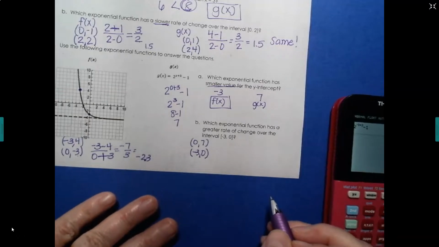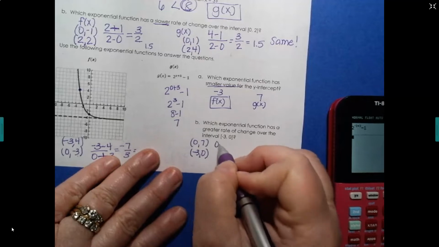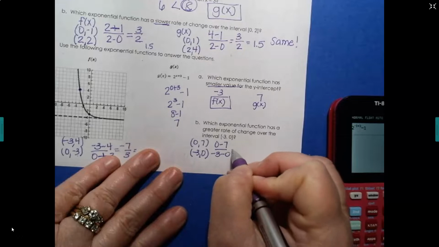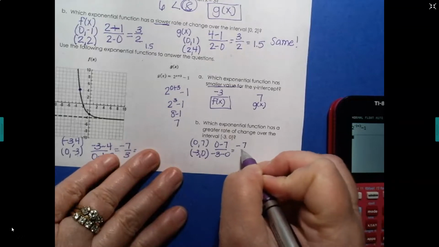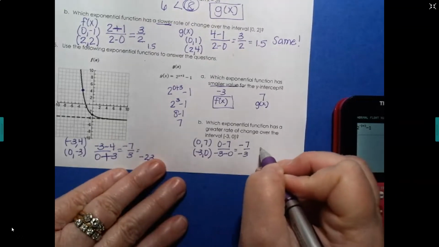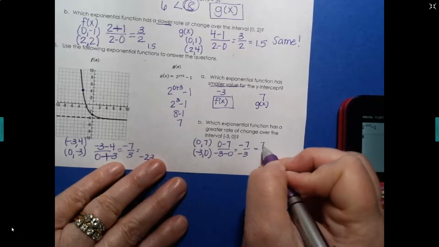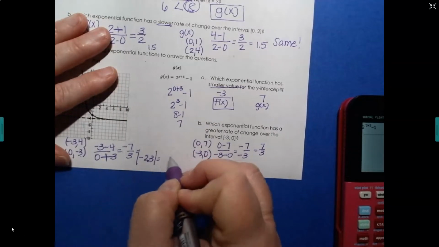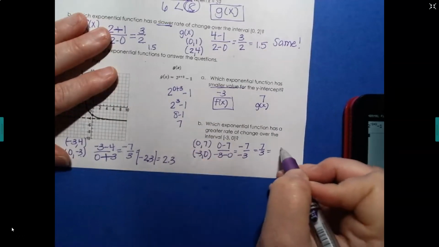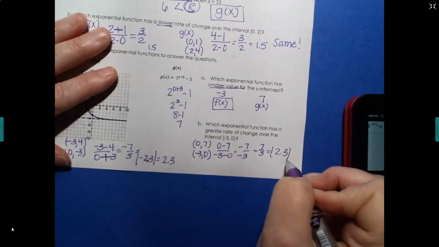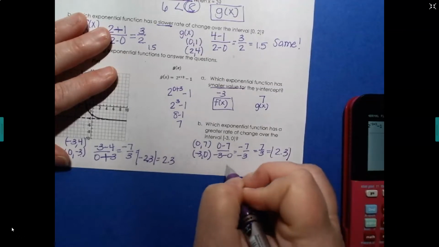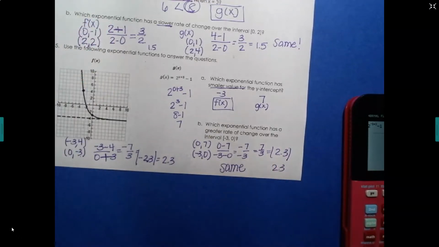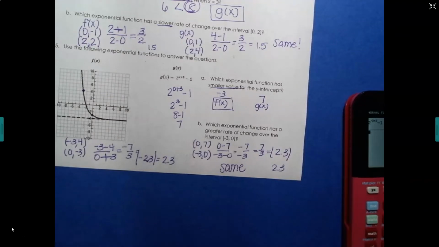Now let's do some math. And I have 0 minus 7 over -3 minus 0. And I get -7 over -3, which is +7 over 3. Now remember, we're talking rate of change. So we're talking about the absolute value here. And these actually have the same absolute value of 2.3. So their rate of change is the same over that particular interval. It might not be over another interval, but at that interval they are.